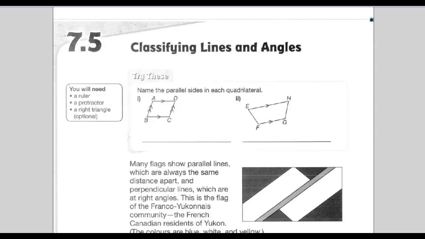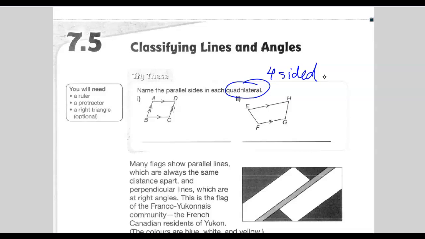Okay, we're looking at section 7.5. So you didn't have to do 7.1, 7.3, or 7.4. So now we're looking at classifying some other angles. So take a look at the try these. It says name the parallel sides in each quadrilateral. So a quadrilateral means a four-sided shape.